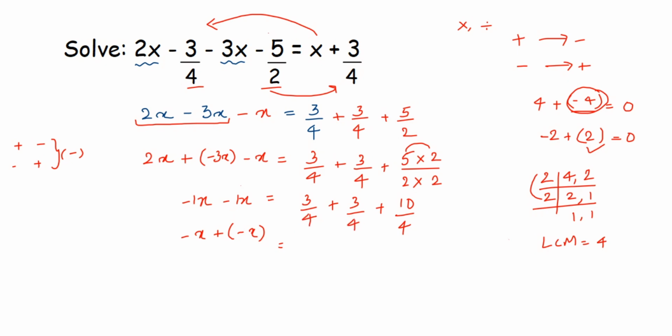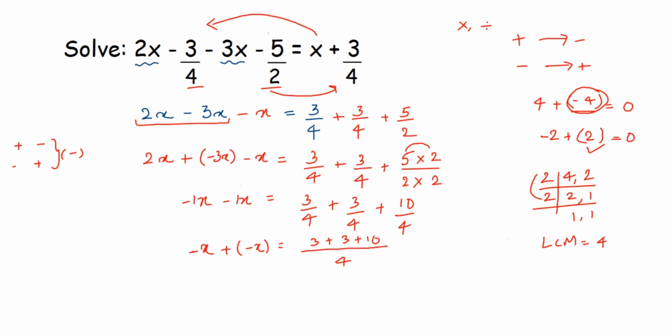now on the right side the denominators are the same, it is 4. This means we can add the numerators. So these fractions are like fractions. When the fractions are like fractions, the denominator will remain the same. You have to just add the numerators, right? So let me rewrite here. So minus x plus minus x. Now this we have to solve.